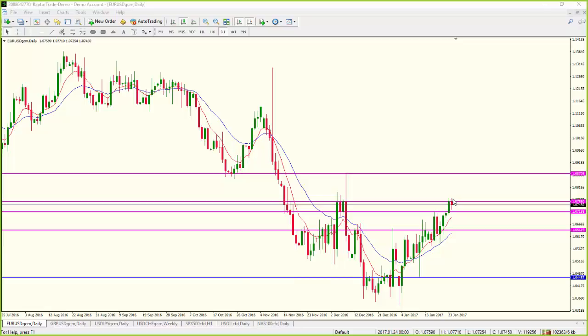Now, if we do get a daily close back up above this 107.60 level, then watch for the continued push higher through our next levels, especially retesting a couple of these key highs in here, and then finally a push up to this next magenta line.